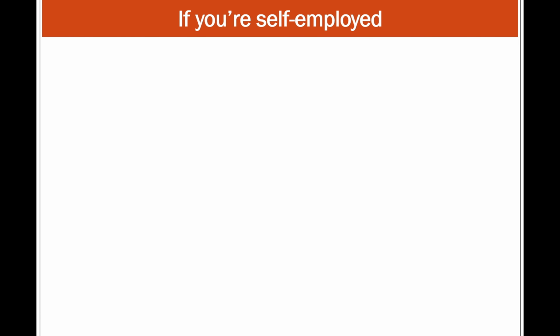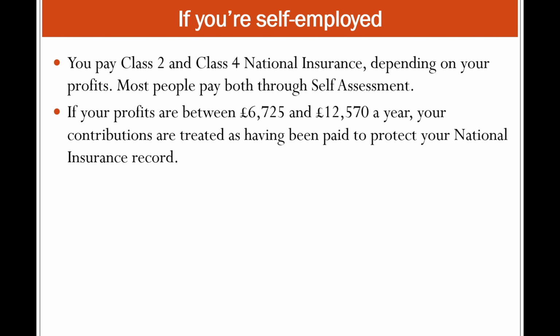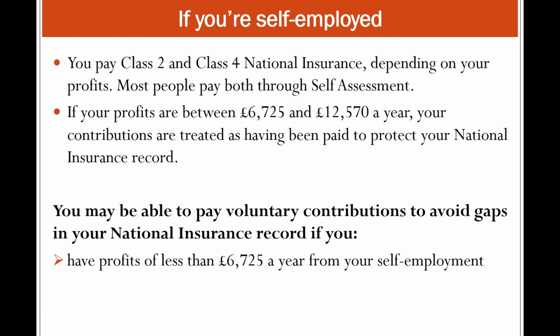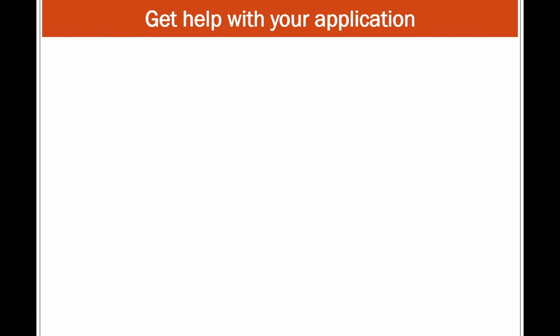If you are self-employed, in that case, you pay class 2 and class 4 NI depending on profit. Okay. Which you will find out from your self-assessment. If your profits are between 6,725 and 12,570 a year, your contributions are treated as having been paid to protect your national insurance record. You may be able to pay voluntary contribution to avoid gaps. If you have profit less than 6,725 pounds or have a specific job, you do not pay class 2 national insurance through self-assessment.